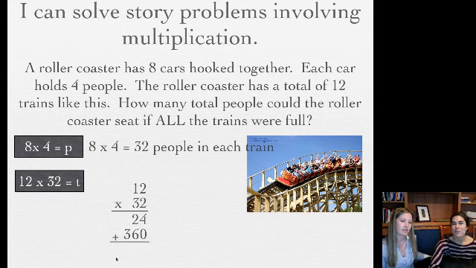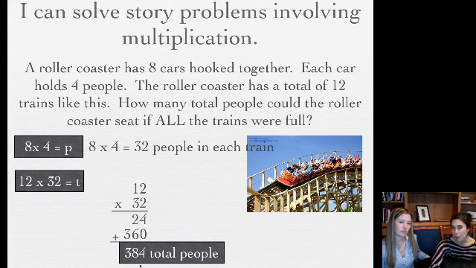Now, of course, you're going to add these two together, so you should have ended up with 384 and, of course, a label: total people who can ride on the full roller coaster.